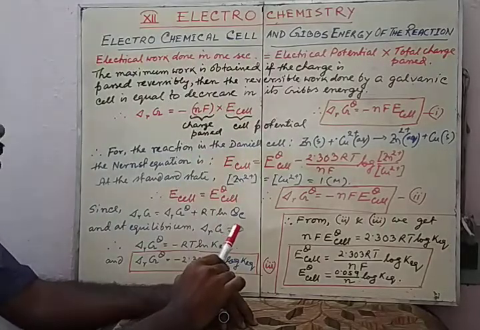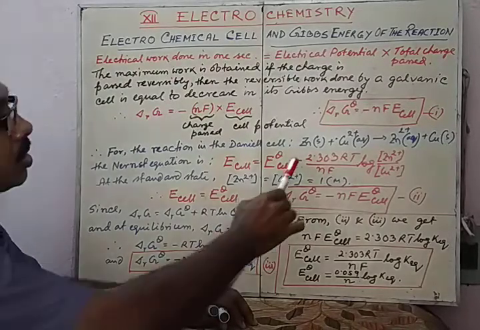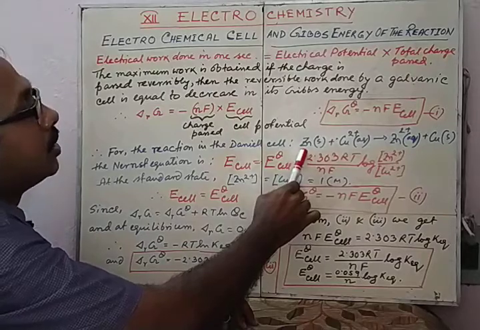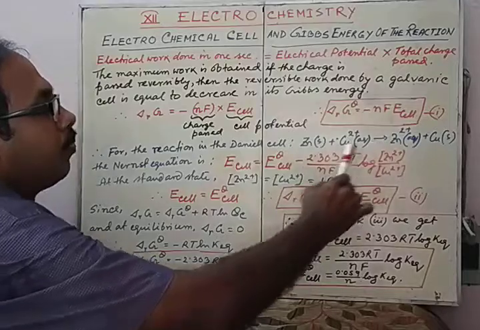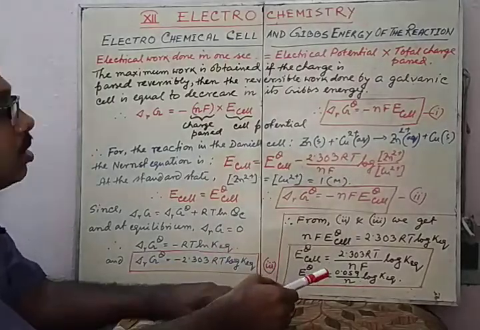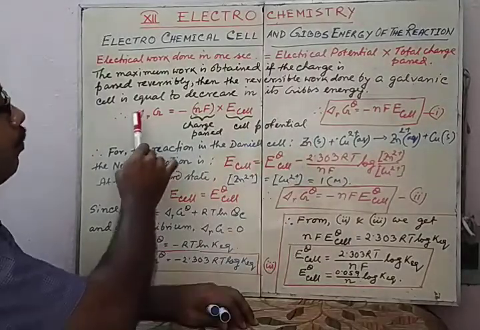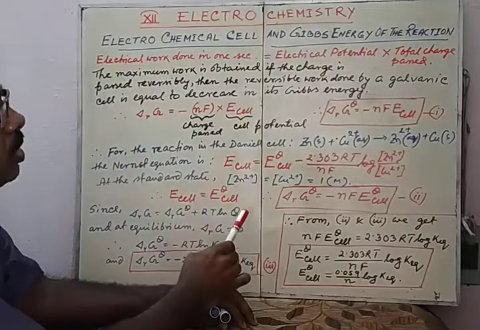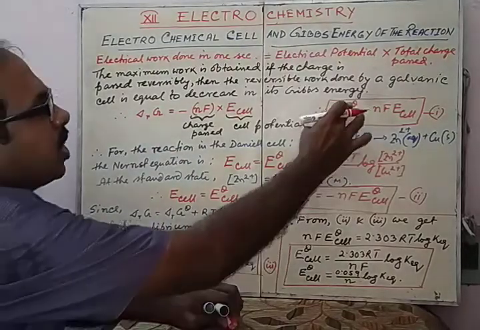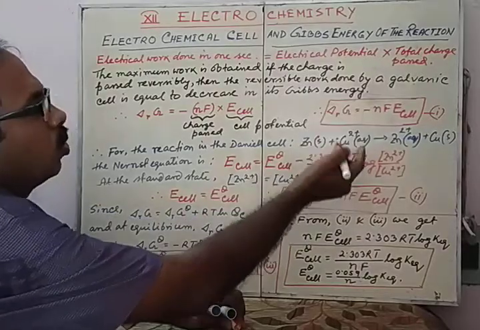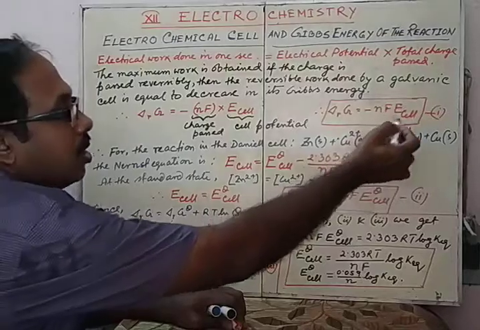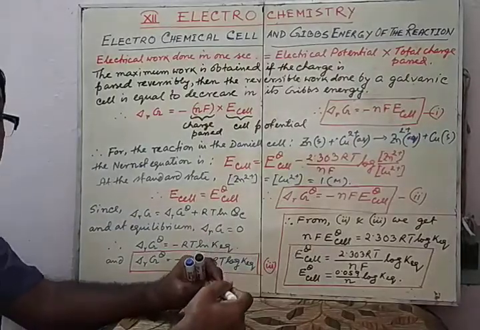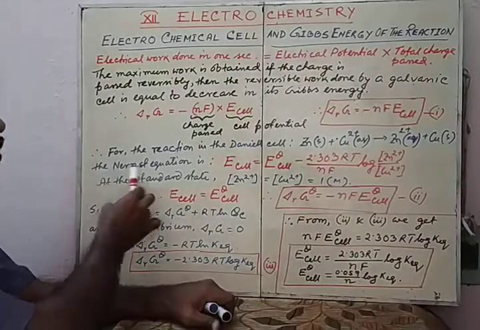Now, for the reaction that is taking place in the galvanic cell, like this, Zn reacting with Cu2+, giving Zn2+ and copper. This is the cell reaction of the Daniell cell. We will find that the Gibbs energy is equal to minus nF E cell. E cell is the cell potential that can be calculated by using the Nernst equation.